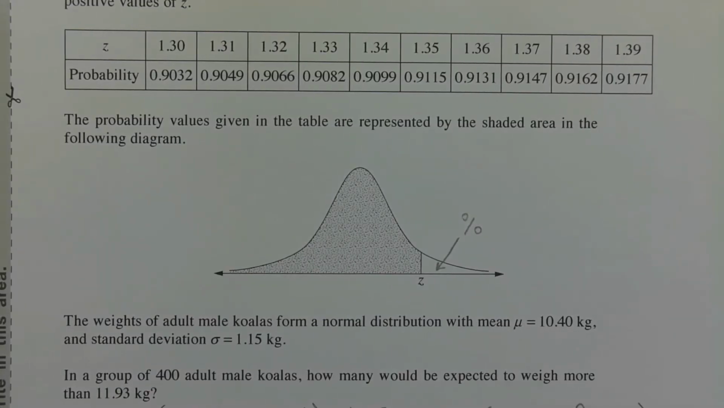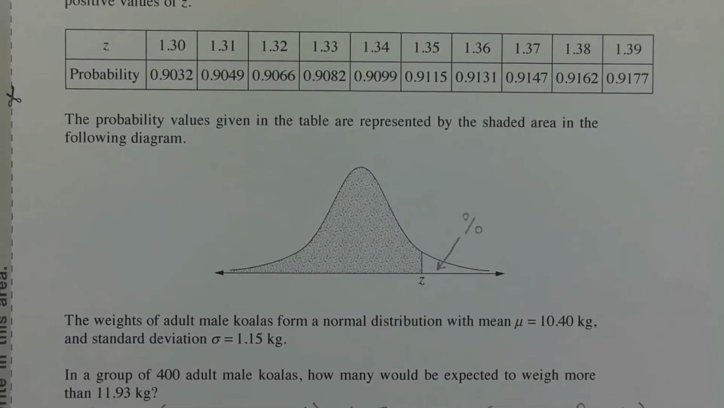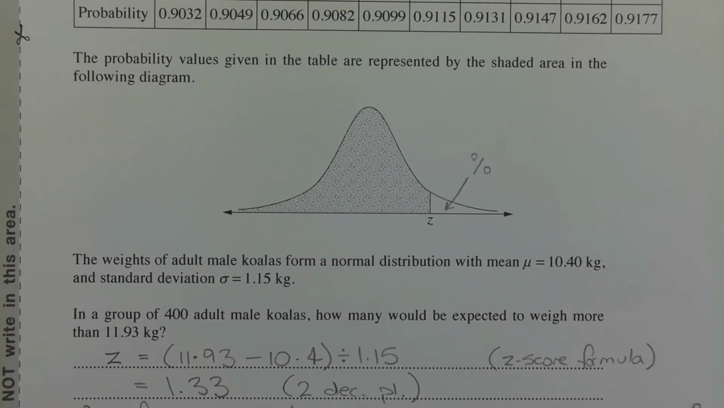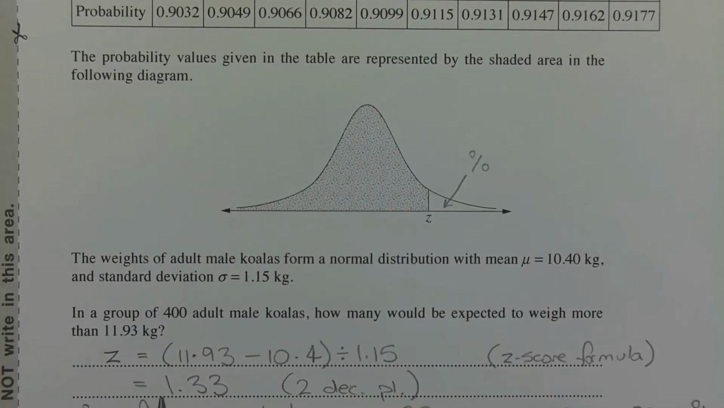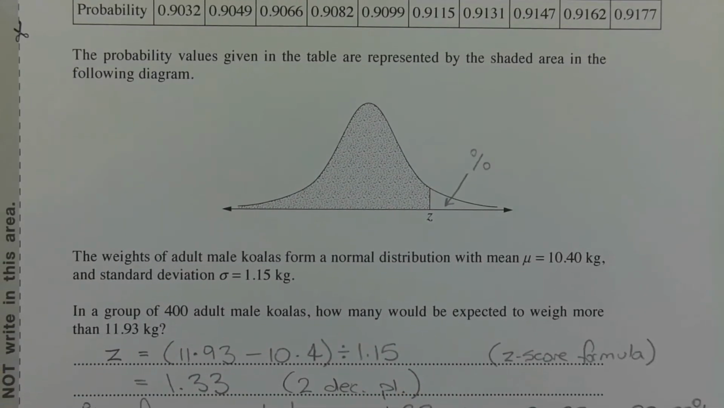But the first thing we need to do is to work out what the corresponding Z score is for this raw or actual score of 11.93 kilograms. Then we can proceed to find this percentage that's represented by the unshaded region, or the percentage that lies above Z. So using the Z score formula, that is raw score minus mu divided by the standard deviation, we have Z is equal to 11.93 minus 10.4 in brackets divided by 1.15, and that equals 1.33, correct to 2 decimal places.